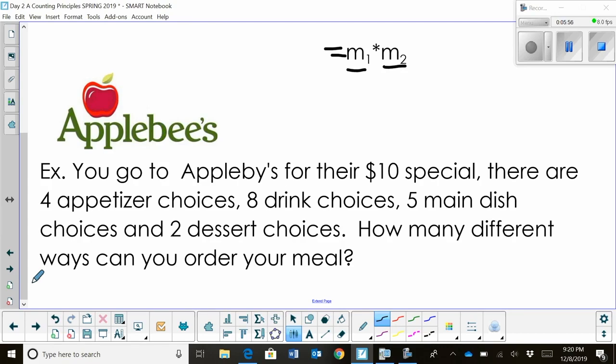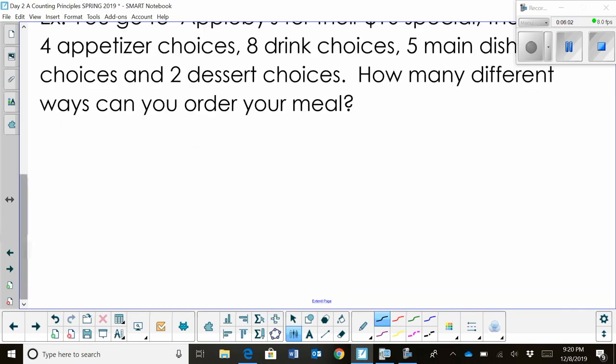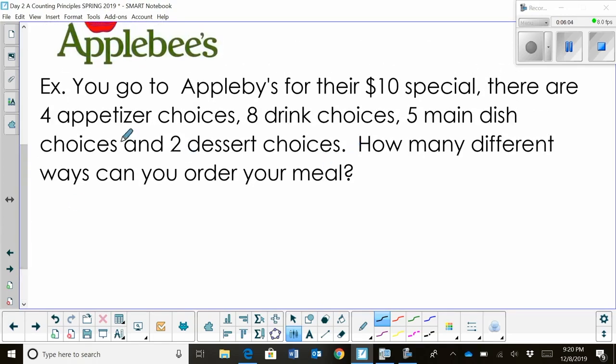How many different ways can you order your meal? Well, first of all, we need to figure out how many events are occurring. Well, in this problem, we have an appetizer, a drink, a main dish, and a dessert. So we actually have 4 events.